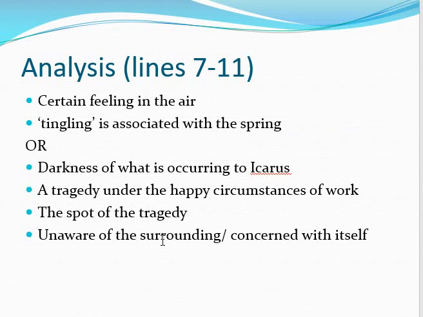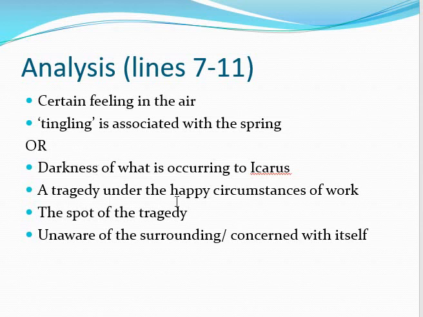On the next slide, we can see the analysis of the lines from line number 7 till line number 11. The first point is certain feeling in the air. In this line, the poet describes a certain feeling in the air. In this case, it seems as though the air was awake, tingling near. Something seems to be developing in the scene. Here the poet has used the word tingling, that is associated with spring, but it can also refer to the darkness of what is occurring to Icarus.